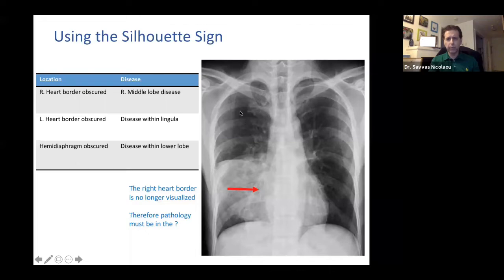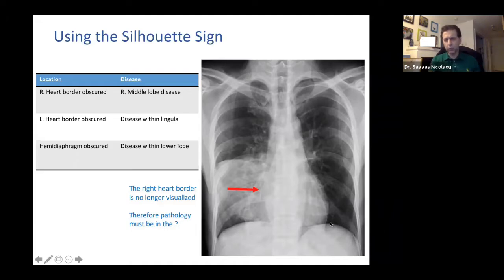In this particular example, on this radiograph, we have the right and left sides. We have increased density within the right middle lobe. And how do I know it's the right middle lobe? Because the right heart border is obscured. What borders on the right heart border is the right middle lobe.